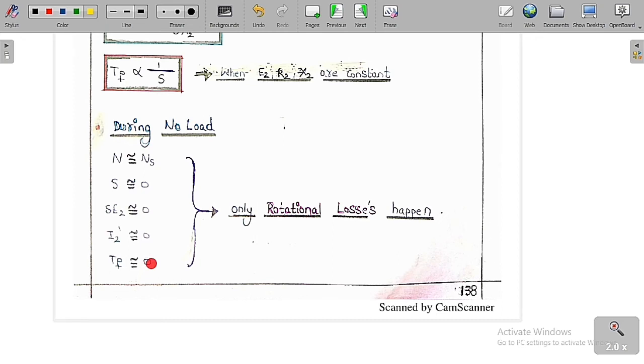So we can say that only rotational losses will happen. I already told you that during no load condition, the output power is equal to 0 because we are not keeping any load. So output power is equal to 0. Whatever the input power is, it is all consumed in terms of the losses, so only rotational losses are going to happen.